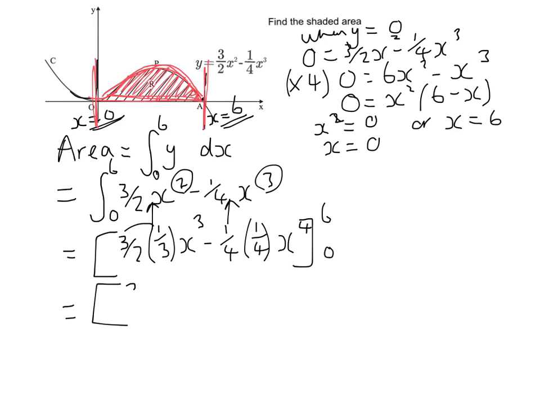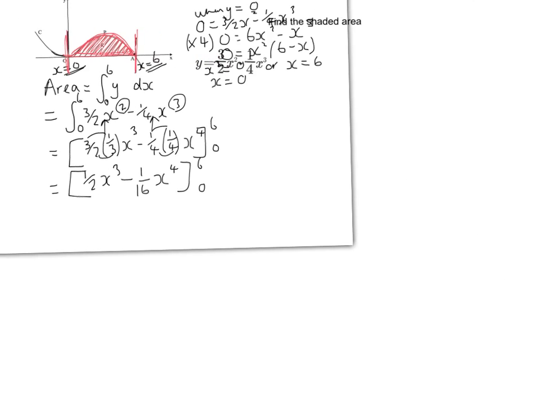Now I'm going to neaten it up. Okay, 3 times 1 is 3, 2 times 3 is 6, so in fact that will neaten up to a half. Let's make that a half, that will be better. So a half x cubed minus a 16th, 1 times 1, 4 times 4, x to the 4, and then 6 and 0. Okay, let's make it a bit smaller, give me a bit of room.